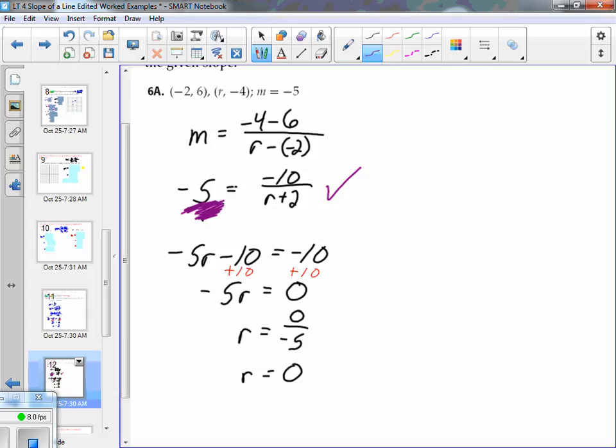Did anybody get stuck right there where I put the purple check mark? What you needed to realize at that point was put that over a 1, now you've got yourself a proportion. Because I kind of thought you might get stuck right there. Put it over 1, it's a proportion. At that point, you should know what to do. Everybody come up with 0 like I did? Any questions?